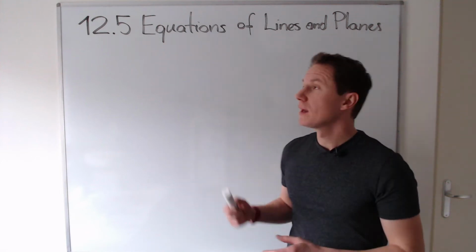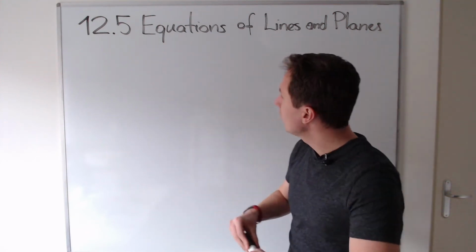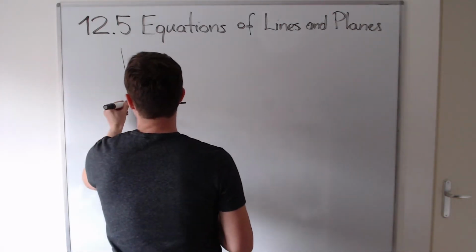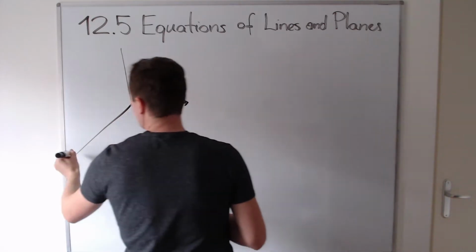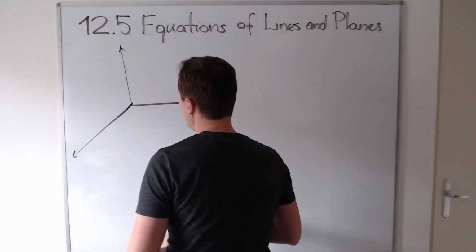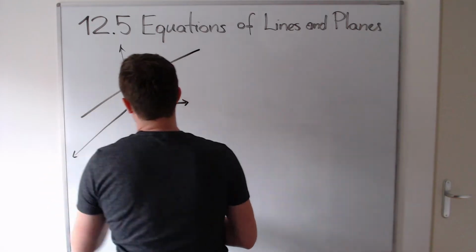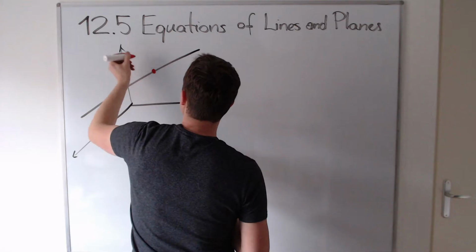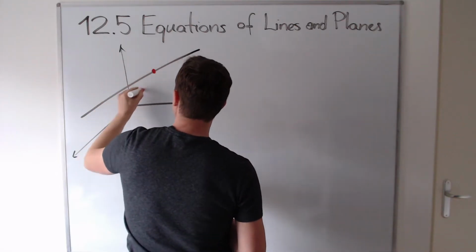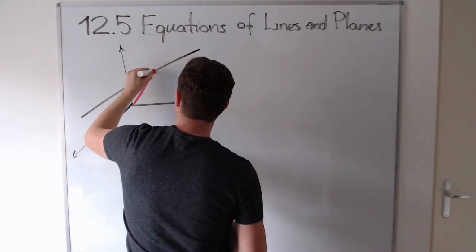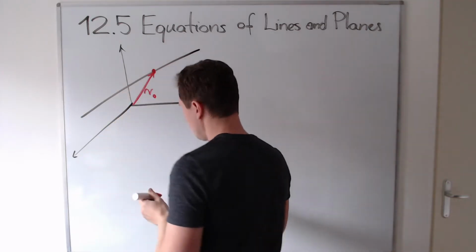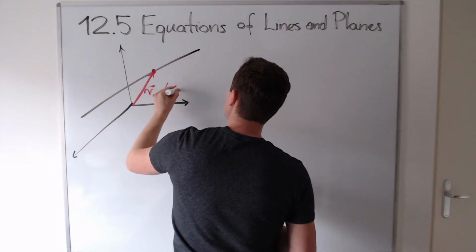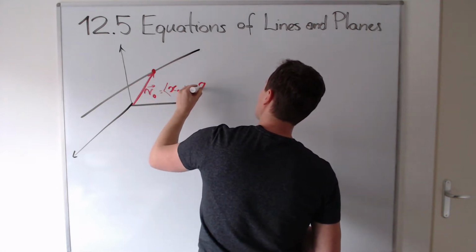In this video we'll be looking at equations of lines and planes. So let me start with lines. Imagine in a 3D coordinate system you have a line running through some point. Let's call this the position vector of this point R0, with components x0, y0 and z0.